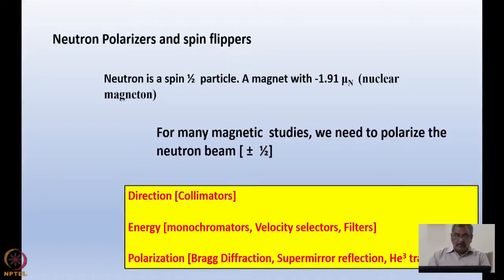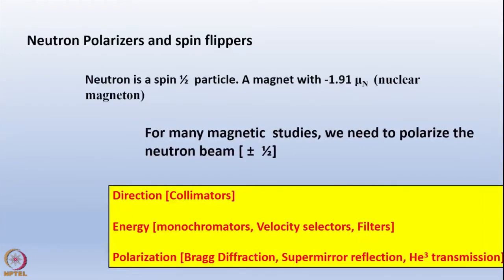So far, the direction we get defined using various kinds of collimators, in-pile collimators as well as solar collimators. We get the energy of the beam defined using monochromators. If we want a broad beam, then using velocity selectors or even sometimes using filtered neutron beams. So direction, energy, how they are to be defined, we have discussed. Now comes the polarization. Polarization can be done by various means, using Bragg diffraction from a magnetized crystal, using supermirror reflection, and also presently a very novel polarizer called helium-3 transmission polarizer are used in some few advanced neutron sources. So I will give a brief introduction to these techniques.